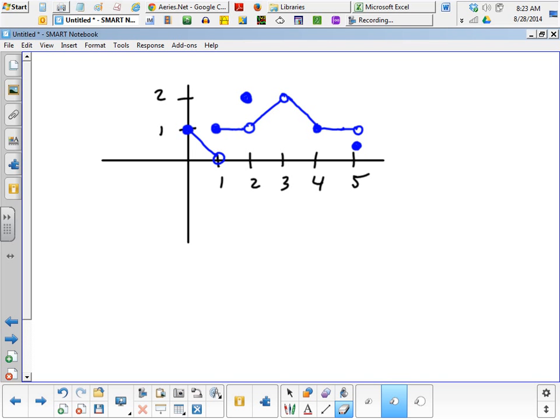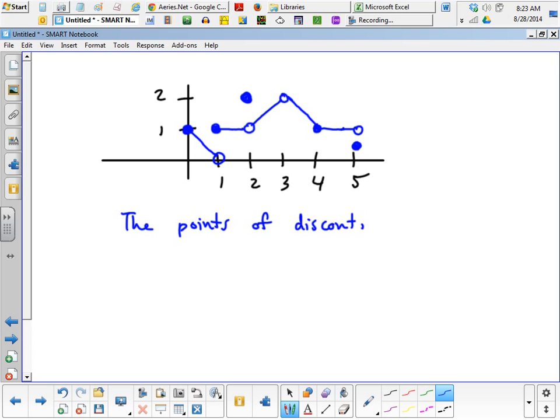So we already talked about why it's continuous at 4, and we talked about why it's continuous at 0, one interior point and one endpoint. So the question now is, where is it not continuous? Where is it discontinuous? Okay, so take a look at it. See if you can jot down the x's where the function is not continuous. Points of discontinuity.